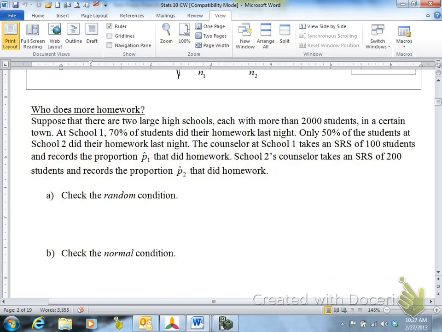Who does more homework? Suppose that there are 2 large high schools, each with more than 2,000 students in a certain town. At school 1, 70% of students did their homework last night. Only 50% of students at school 2 did their homework last night. The counselor at school 1 takes an SRS of 100 students and records the proportion, p hat 1, that did homework. School 2's counselor takes an SRS of 200 students and records the proportion, p hat 2, that did the homework. So let's just practice checking conditions.